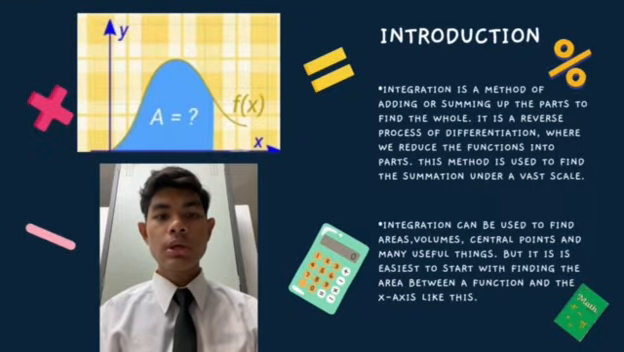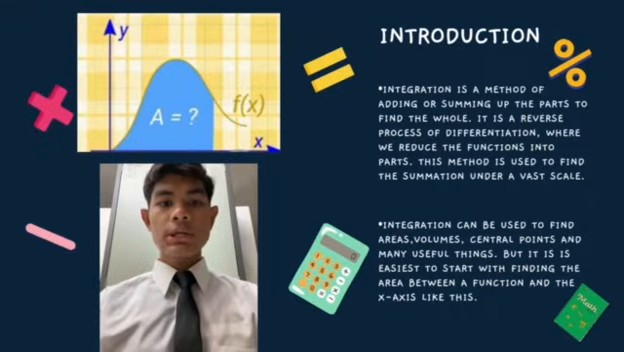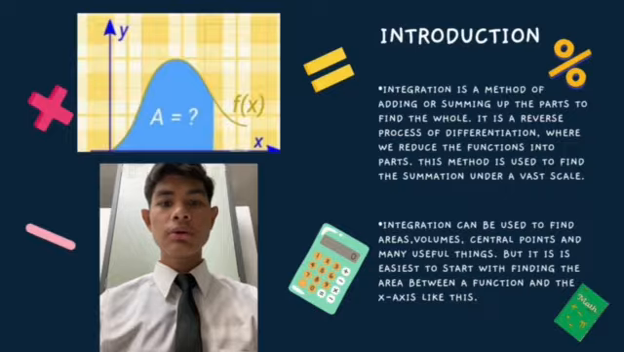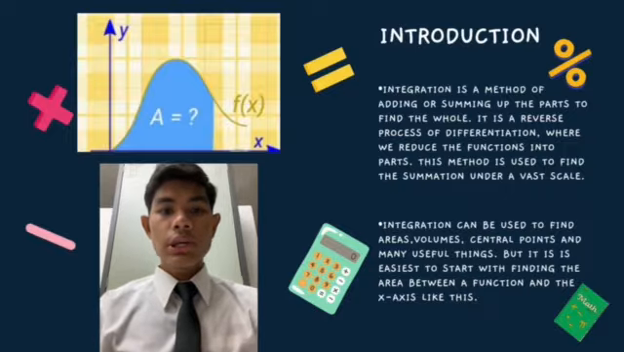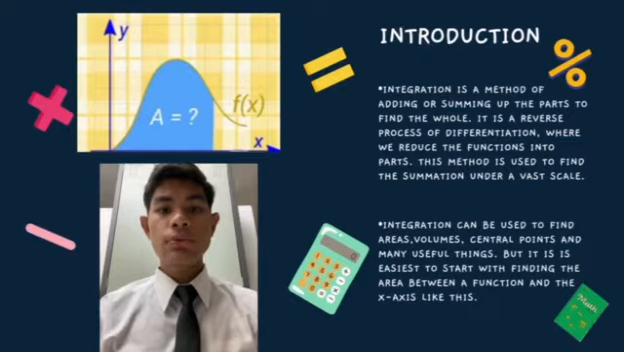Today I would like to explain about the introduction of integration and summary. Integration is a method of adding or summing up the parts to find the whole. It is a reverse process of differentiation where we reduce the functions into parts. This method is used to find the summation under a vast scale. Integration can be used to find areas, volume, central point, and many useful things. But it is easy to start with finding the area between a function and the x-axis like this.